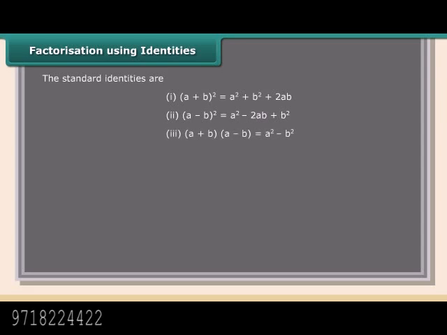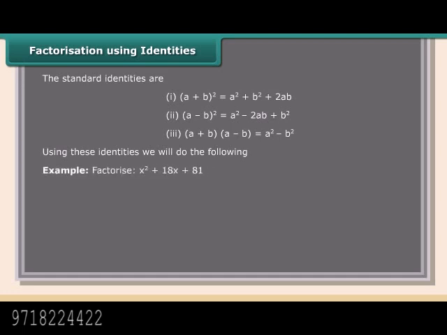Factorization using identities. The standard identities are: 1. (a + b)² is equal to a² + b² + 2ab. 2. (a − b)² is equal to a² − 2ab + b². 3. (a + b)(a − b) is equal to a² − b². Using these identities, we will do the following examples.